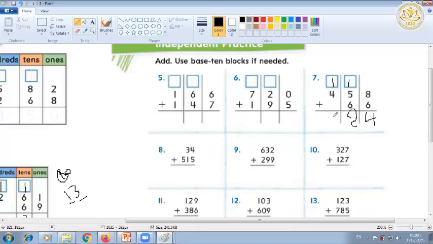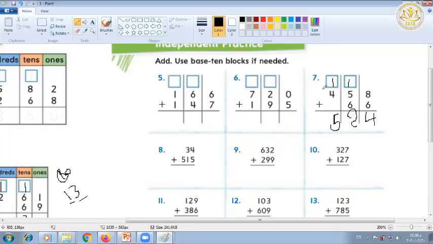100 plus 4 equal 5. So now the sum I have is 524. Good job.